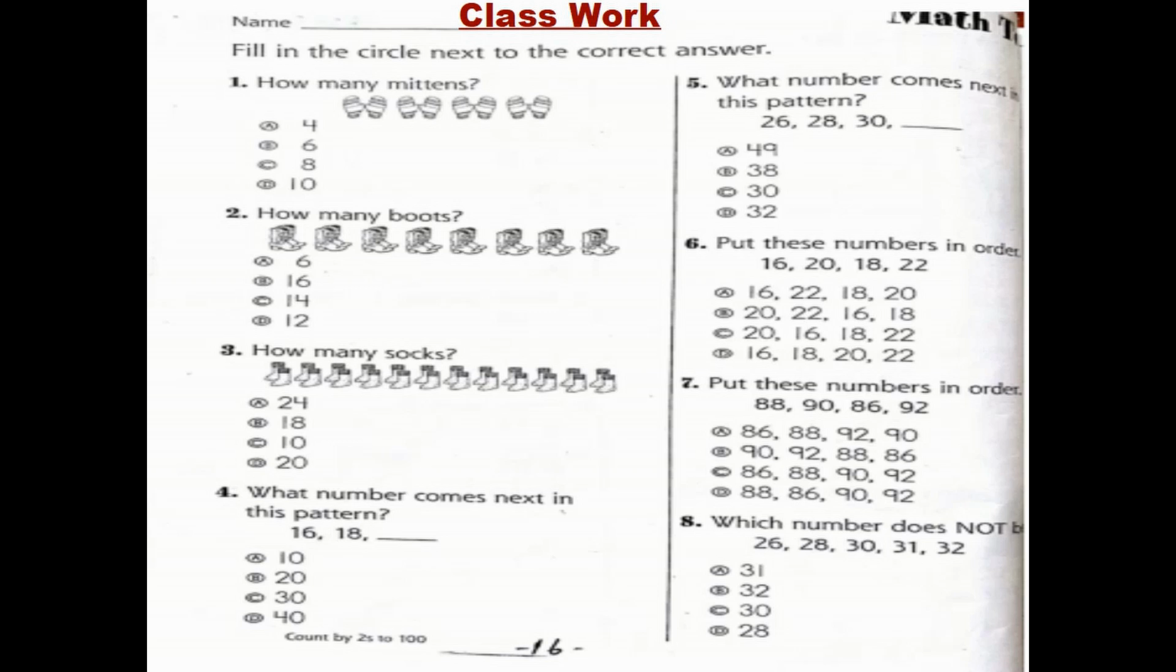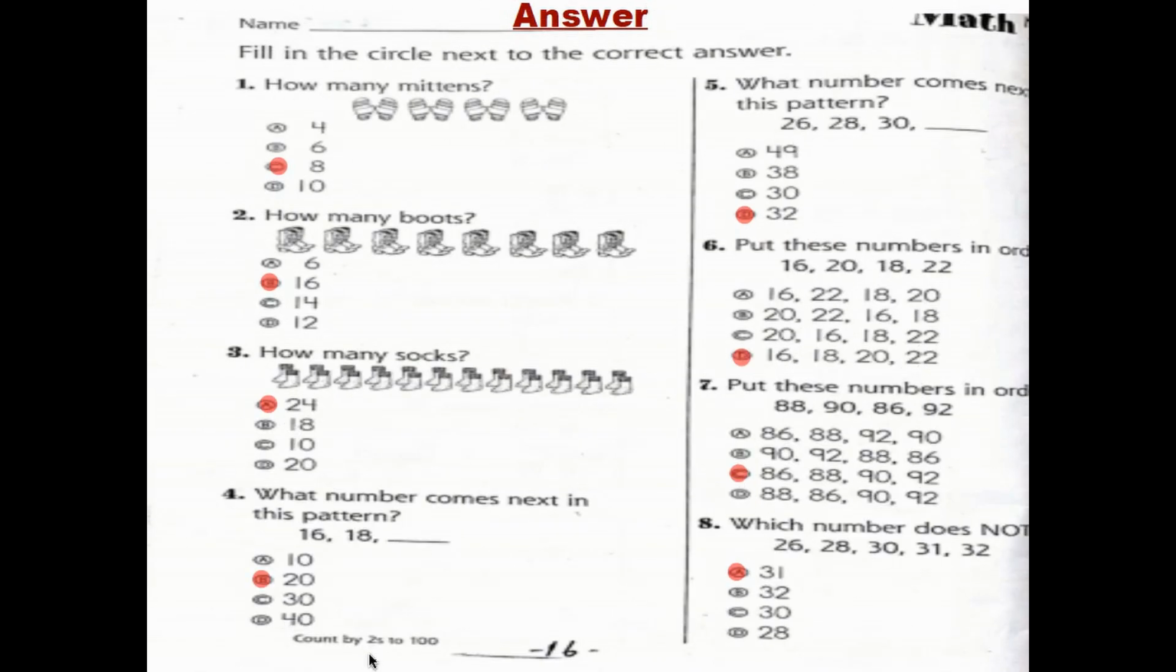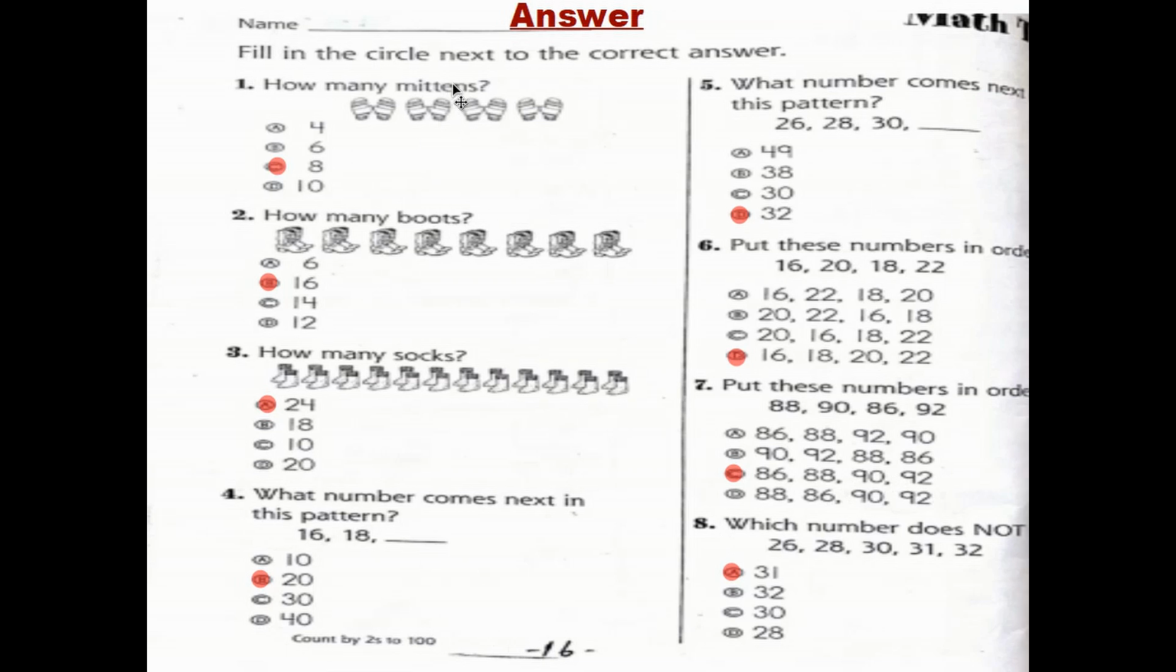Alright students, now let's see the answers. The first one, as I said before, is how many mittens? You have 4 pairs here, so 4 pairs means 8 total, or you can count. Number 2, how many boots? Again, here you have pairs of boots, so you have how many pairs?